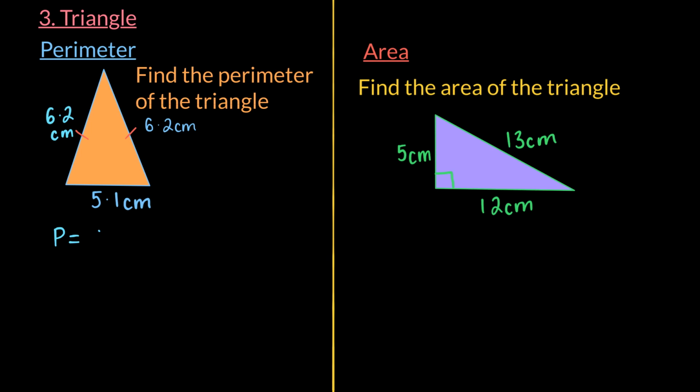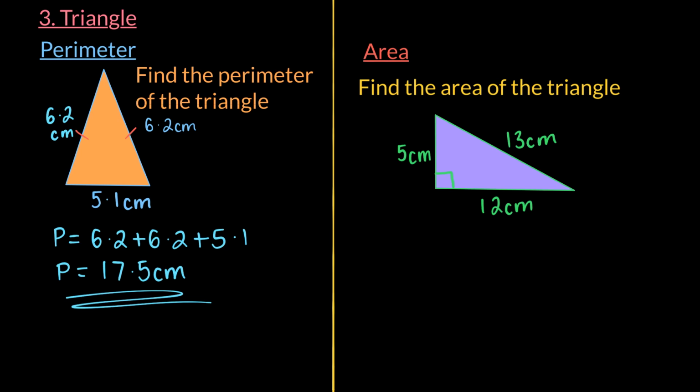So P equals 6.2 plus 6.2 plus 5.1. And I would try and do this in my head. I would add the whole numbers together and then the decimal parts together. So 6 plus 6 is 12, plus 5 is 17. And then the 0.2, 0.2 and 0.1 add together to give you 0.5. And just remember that for perimeter it's just centimetres, that is your unit.